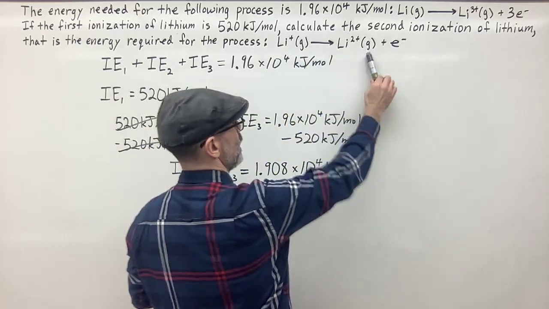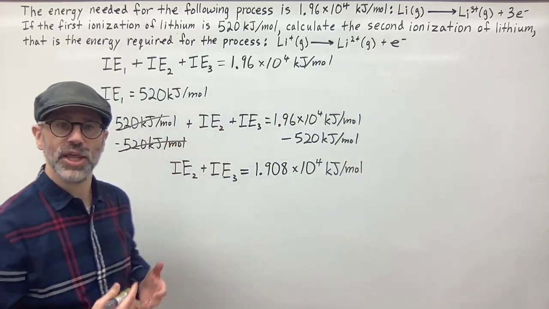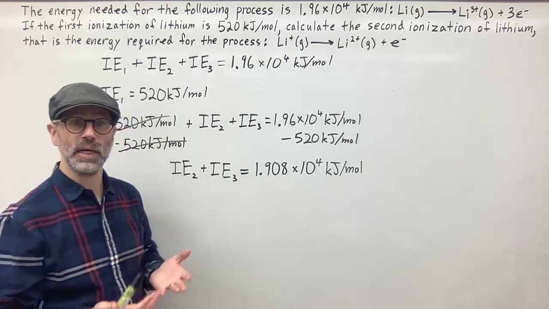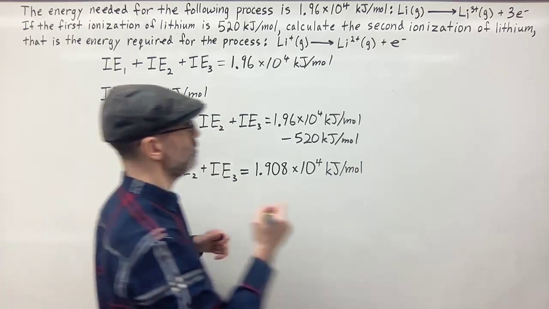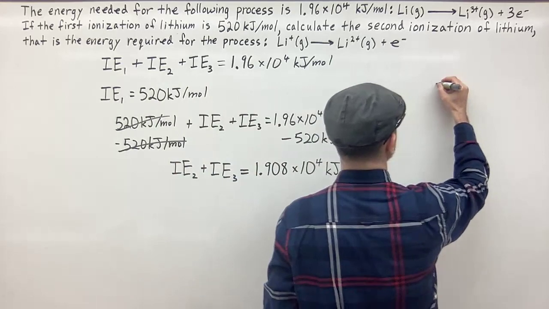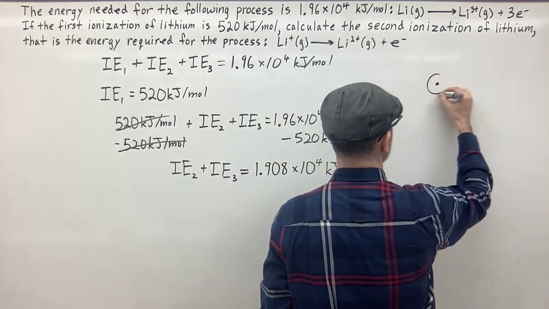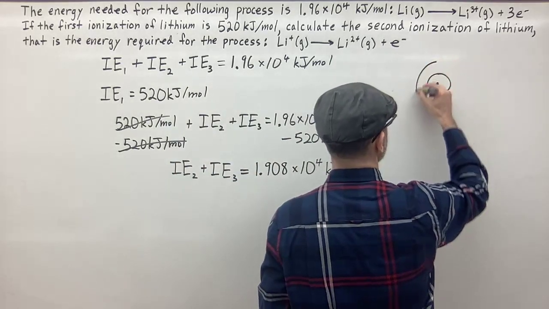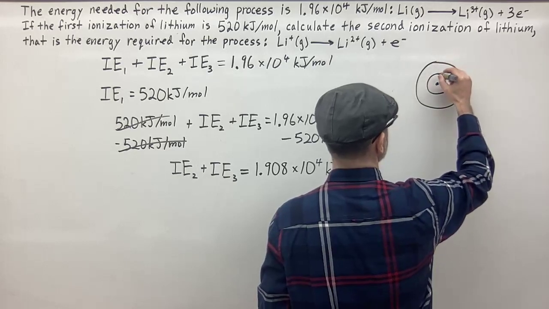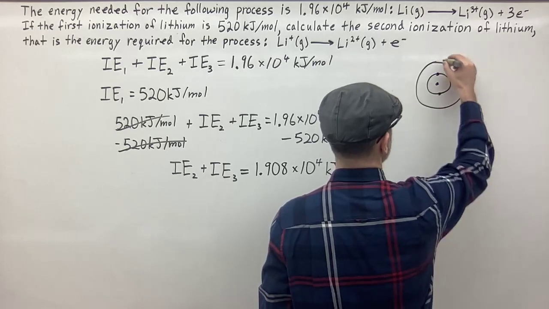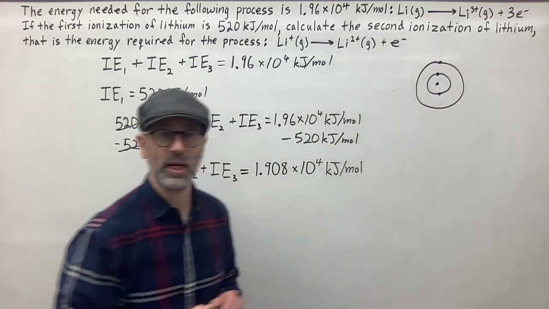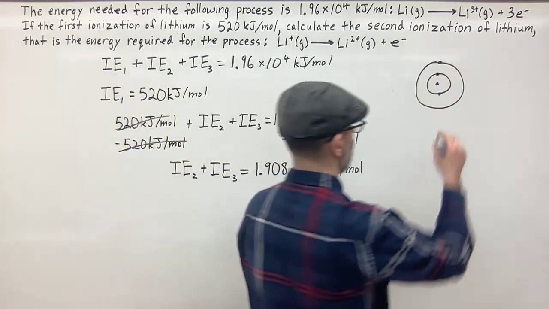So this is the second ionization energy. Well, what does the third ionization energy mean? Well, if we draw the Bohr model of the lithium atom, the lithium atom only has 3 electrons.